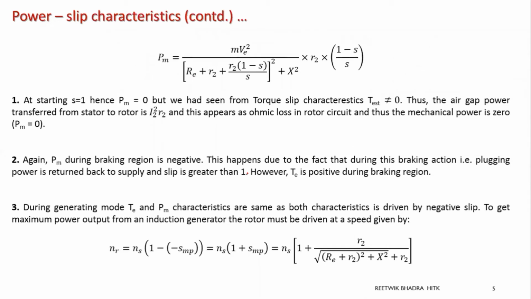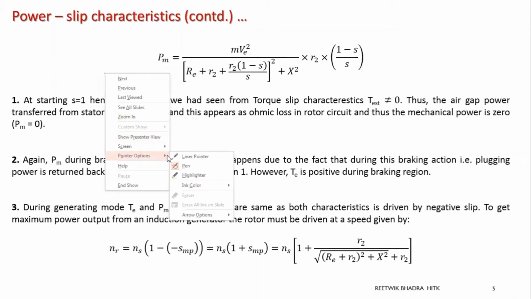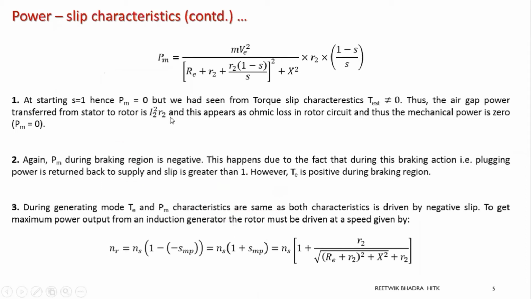So basically, whatever power we are giving to the stator at the starting point, all of it is appearing as my rotor ohmic losses. Hence, no power will be developed at the output. So that's why, even though you are having a torque, your power is 0 over here. That is written over here, and torque is obviously having some value.